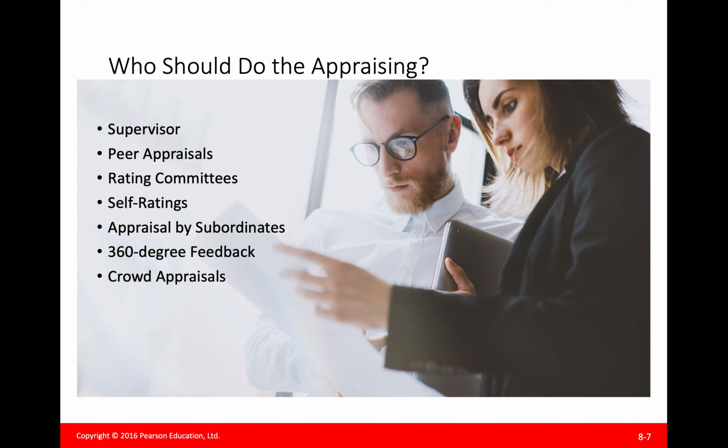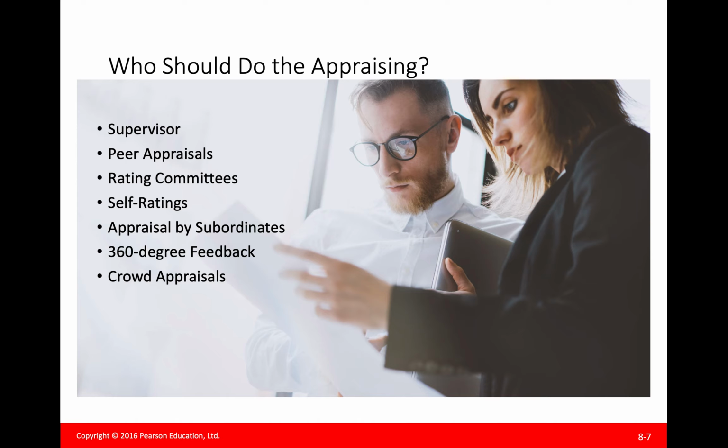The last one is crowd appraisal. So this is the appraisal done from the crowd online, and it can interact with a lot of sources, with a lot of people. So now we're done with the part on who should do the appraising, and we have 1, 2, 3, 4, 5, 6, 7. So we have 7 methods, 7 approaches, 7 groups of people who can do the appraisal.